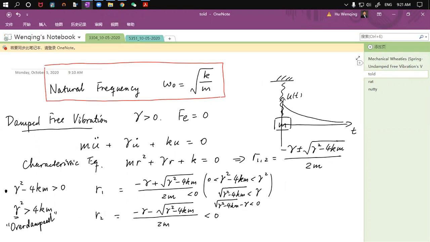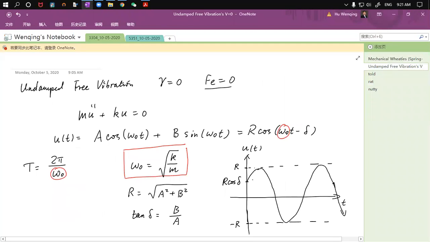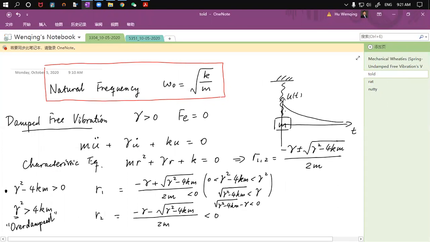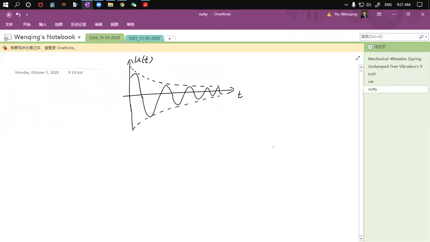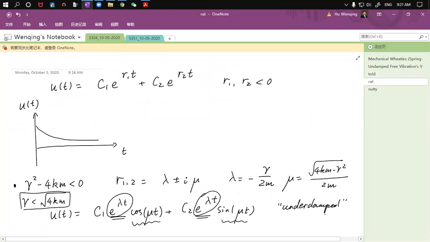Remember, if there's no friction, we call it the undamped free vibration, and you're just going to have periodic oscillation. If there is friction, but the friction is not large, you're still going to have oscillations, but the oscillations are going to be damped as time goes. Is that good? Okay.